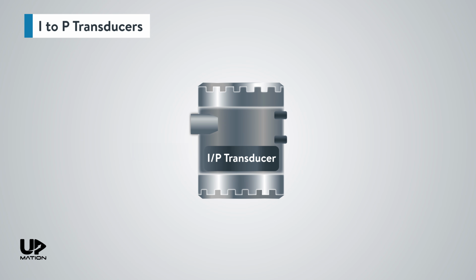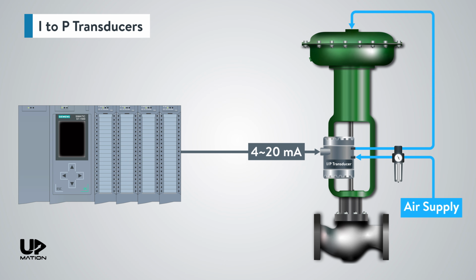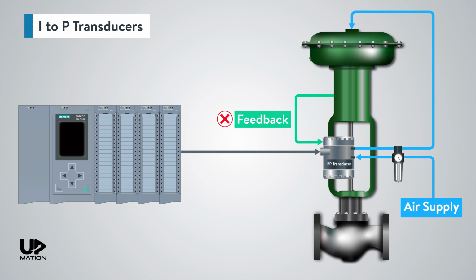The last point is that the standalone I2P transducers can control the valve independently in case the accuracy is of less importance, meaning that they are not integrated into any kind of positioners and therefore there is no feedback in this case.